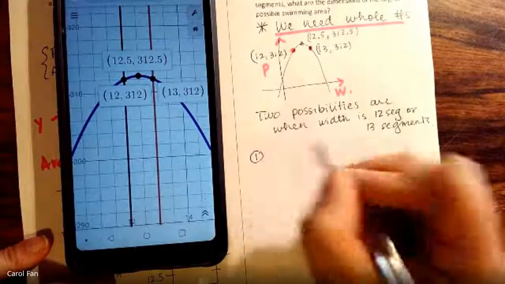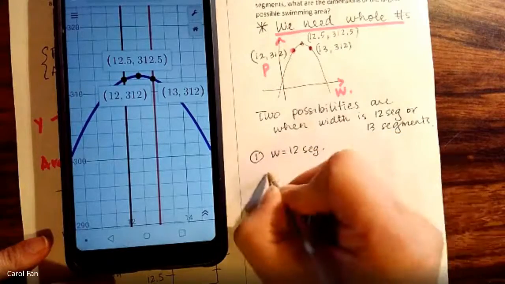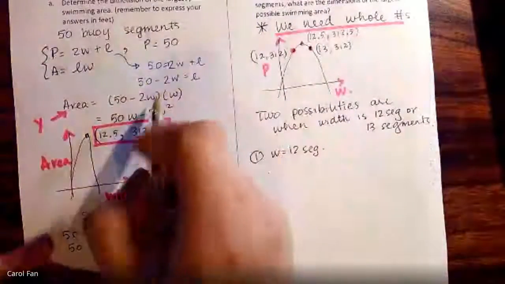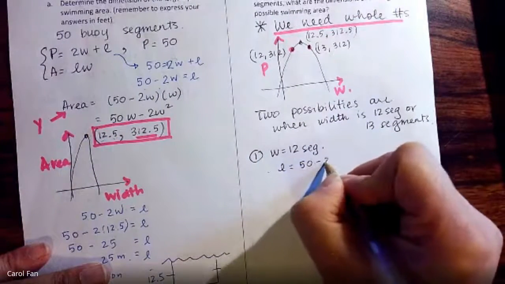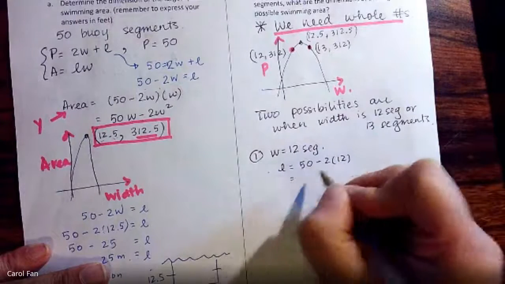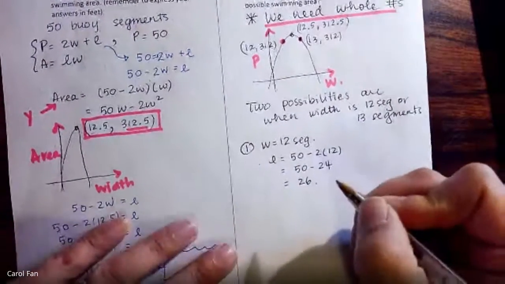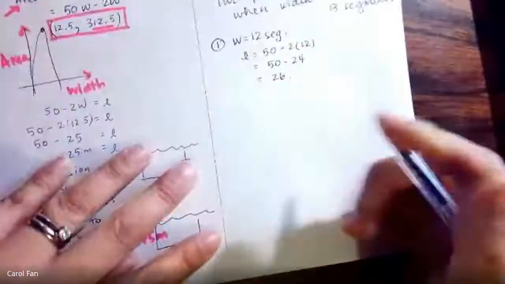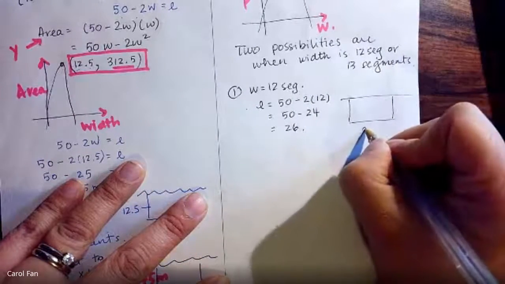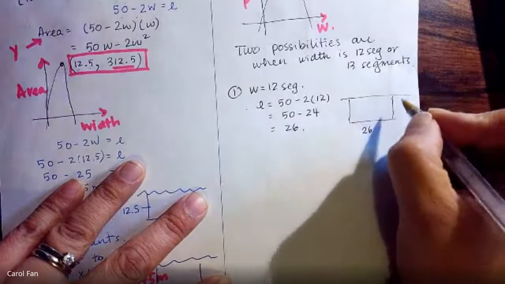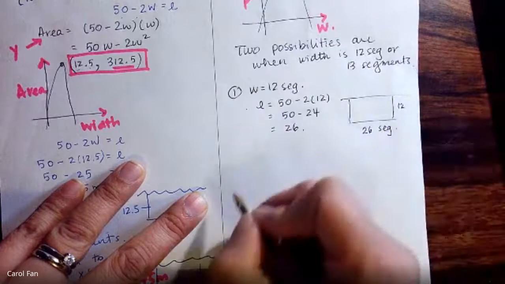So let's say scenario 1, width is equal to 12 segments. Then our length, we're going back to use this, length is going to be 50 minus 2 times 12. And our length is 26 segments. So if we drew our diagram, we have 26 and I have 12 segments for our width.